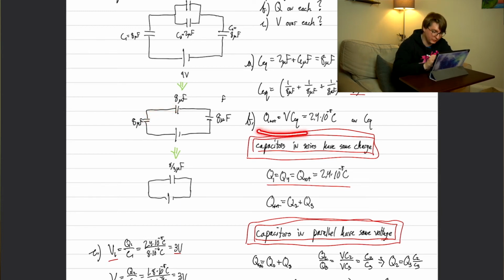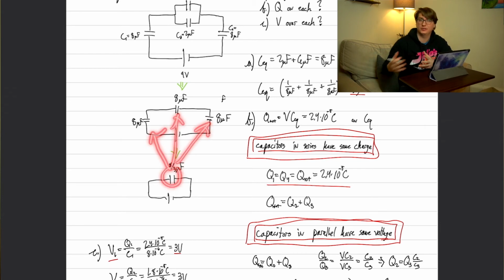So we can find the total charge on this 8/3 microfarad capacitor. We know the voltage over it because this is a 9-volt battery, 9 volts. Put this equivalent capacitance in here, we get this charge. So we go back to this step and can ask, what are the charges on each of these things? Well, it actually is the exact same charge. They all have the same charge.